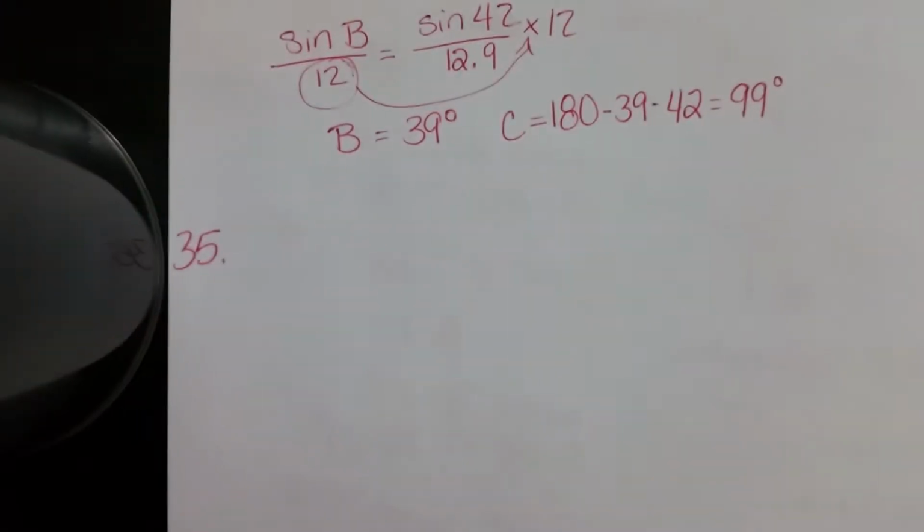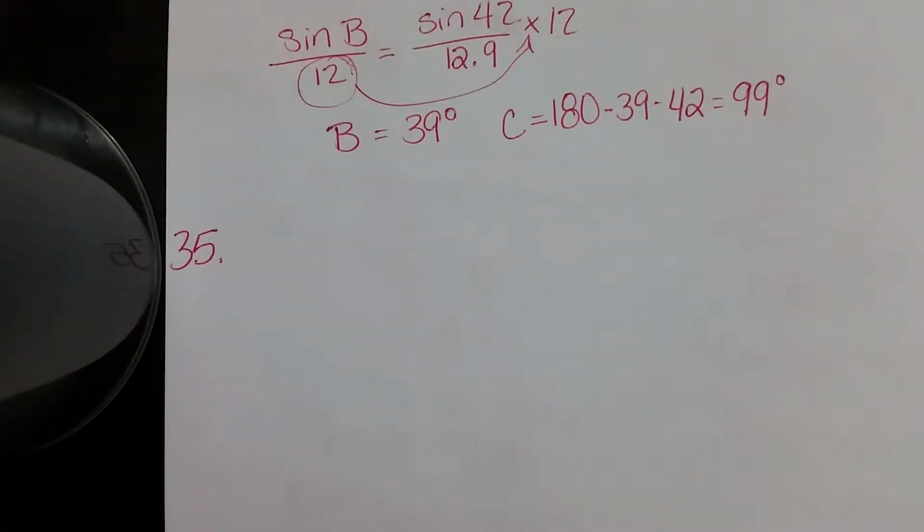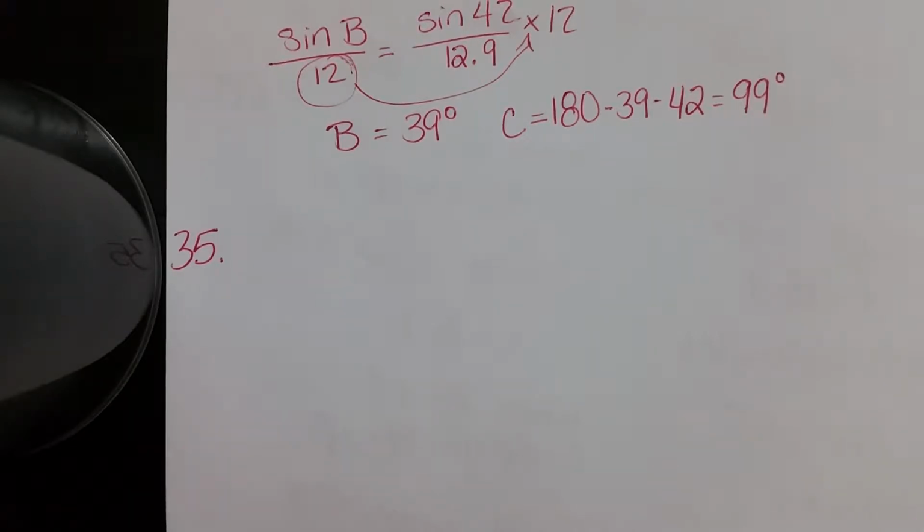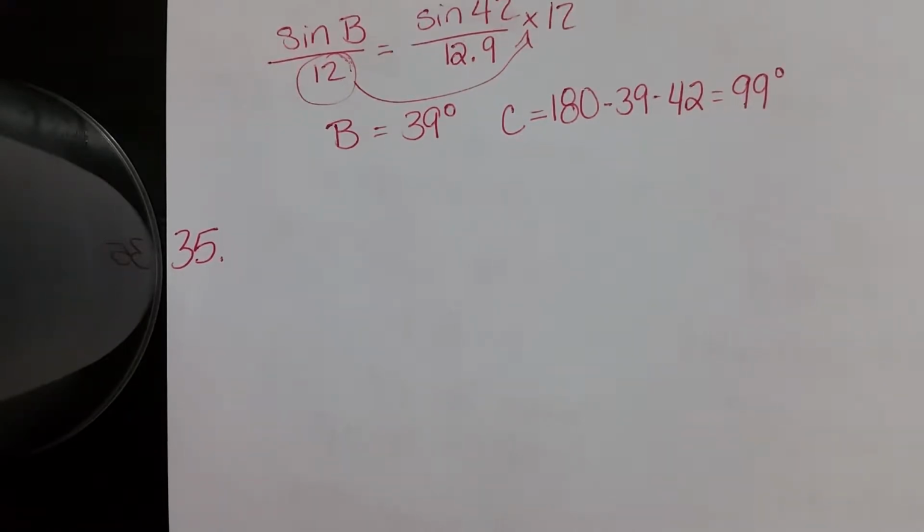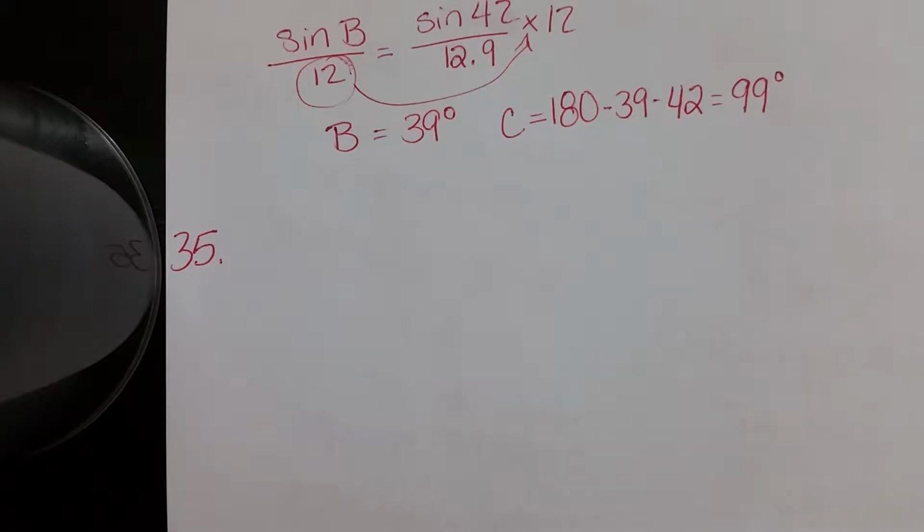Question 35 is a word problem. It says, during her shift, a pilot flies from Columbus to Atlanta, a distance of 448 miles, then on to Phoenix, a distance of 1583 miles. From Phoenix, she returns home to Columbus, a distance of 1,667 miles. Determine the angles of the triangle created by her flight path.